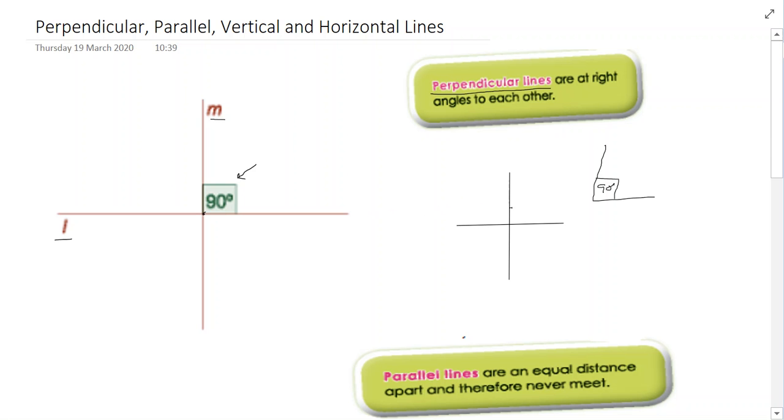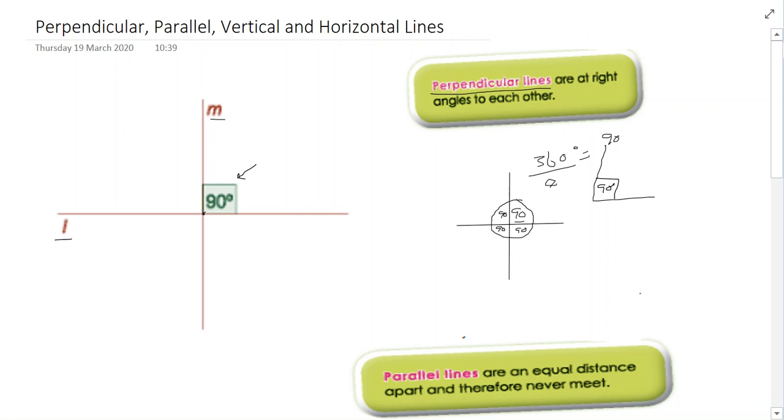Remember, if we draw one full rotation, it's 360 degrees. If we divide this up into four parts, this will be 90, this will be 90, 90 and 90. So if we divide 360 by 4, it's going to be equal to 90. And that's what we mean by perpendicular lines: they are at right angles to each other, and you get these right angles which are 90 degrees.